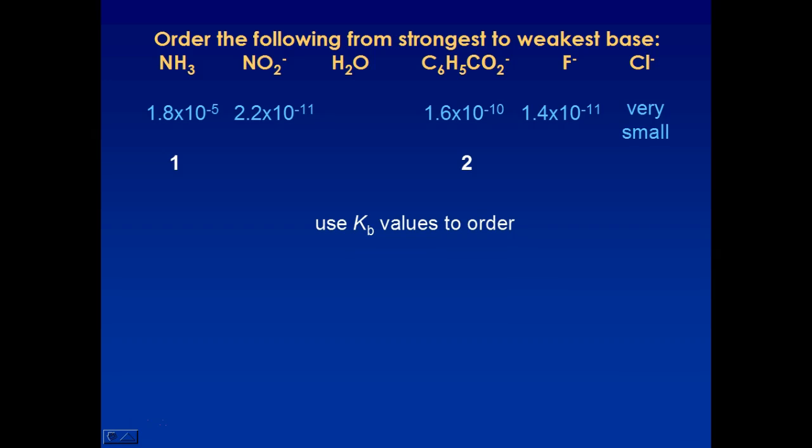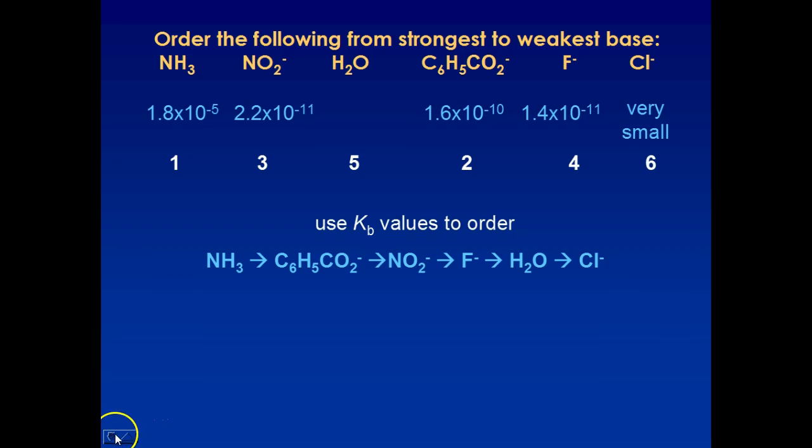And then after that, I would go between the 10 to the negative 11th, which one is bigger, the NO2-, and then F-. Remember I said that water is a better base than a conjugate base of a strong acid. So this is the one time water will not be at the bottom of the list. That Cl- is going to lose out to it. And if I put them in order, that would be what I would see.